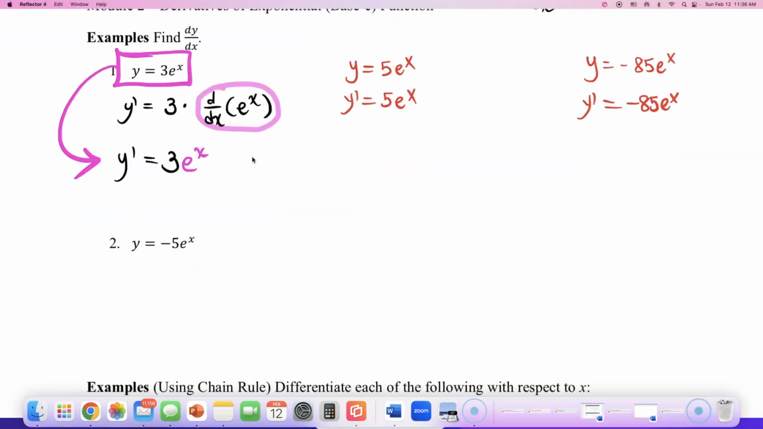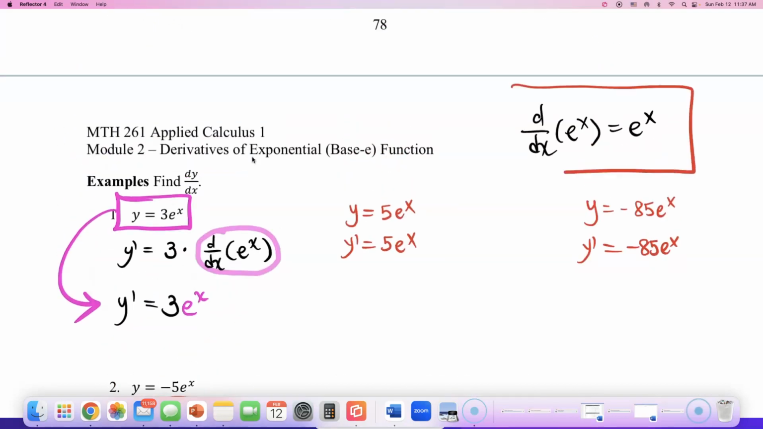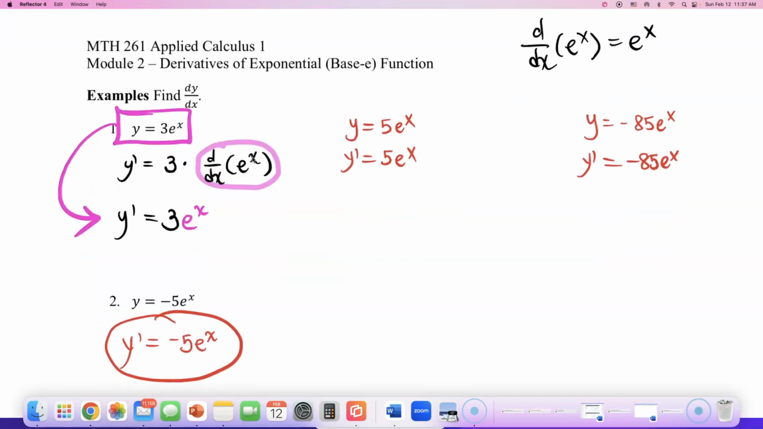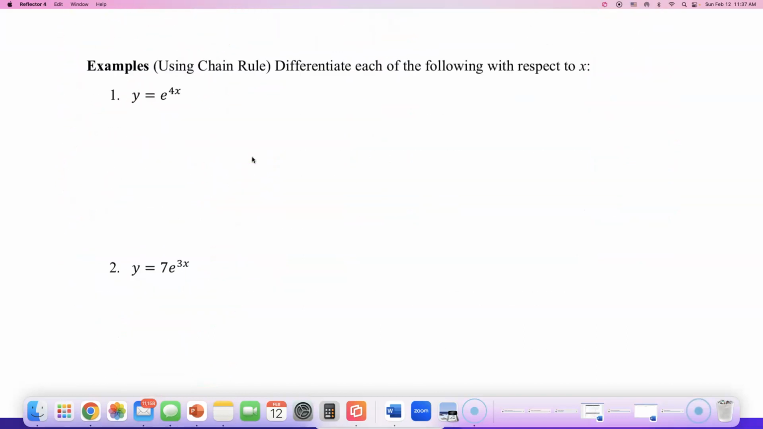Now, let's look at this one. Well, what do you think? If y is negative 5 times e to the x, the derivative is going to be negative 5 e to the x, exactly the same, okay? Just because of this powerful rule that we proved in the previous video, okay? It's not always going to be this easy though. Let's look at some examples down here.